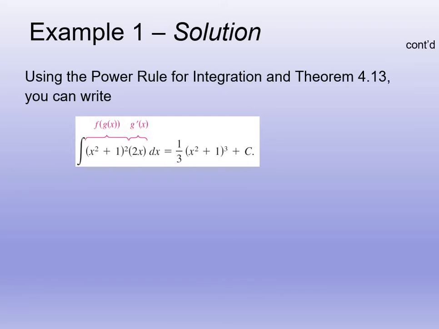Right, so like I said, that's n plus 1, so 2 plus 1, so it's to the third, over n plus 1 divided by 3, right? So that's why we have the 1/3 x squared plus 1 cubed plus c. Don't forget the constant of integration because this is an indefinite integral. So don't forget about that because we need to go back to that.